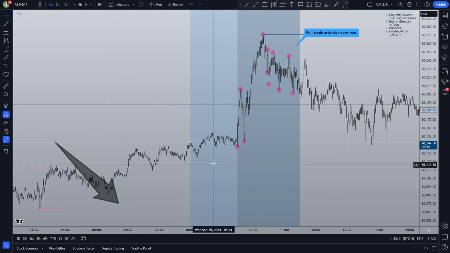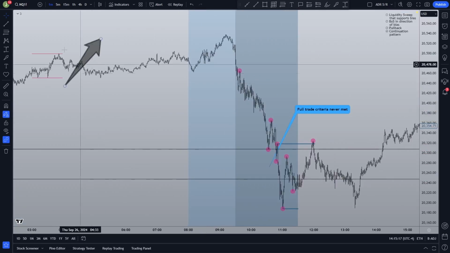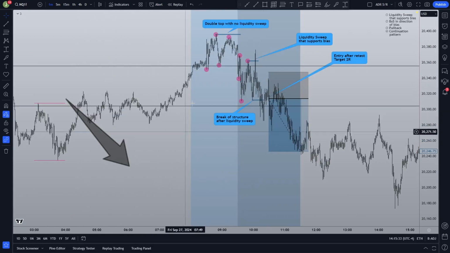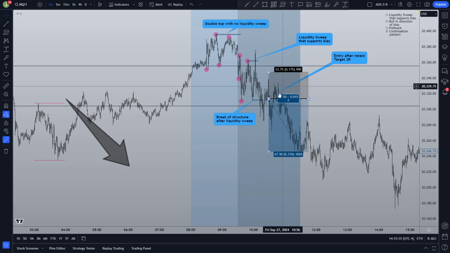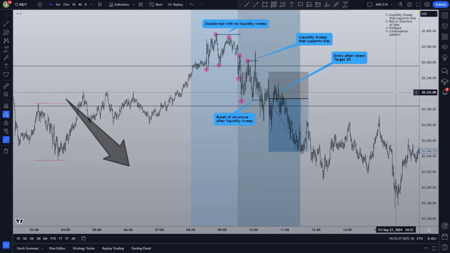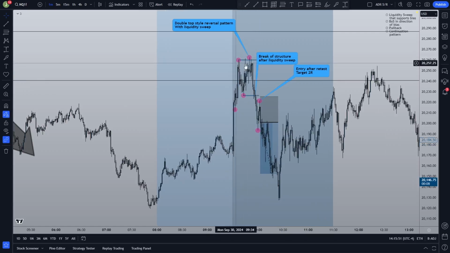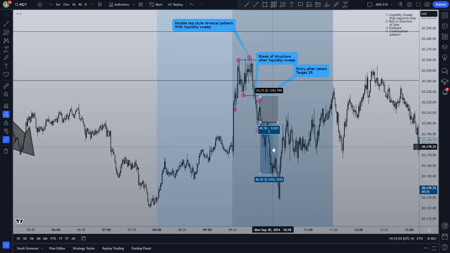On this day, we have a bearish bias, but the trade criteria doesn't get met. Likewise, on this day, we have a bullish bias, but the trade entry criteria doesn't get met. We have a bearish bias, and even though it takes a little while for the entry criteria to be met, it does show up and we get another winner. And then today, on the last day of September, we have a clear bearish bias, a nice double top with a liquidity sweep, break of structure, retest, entry for 2R.